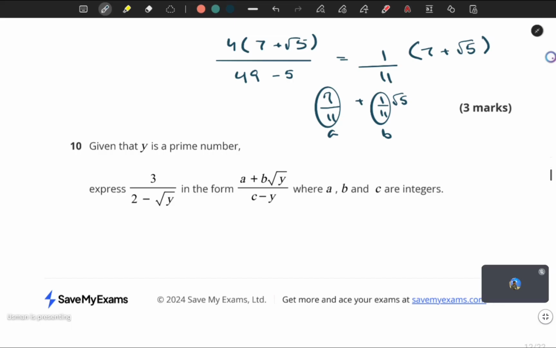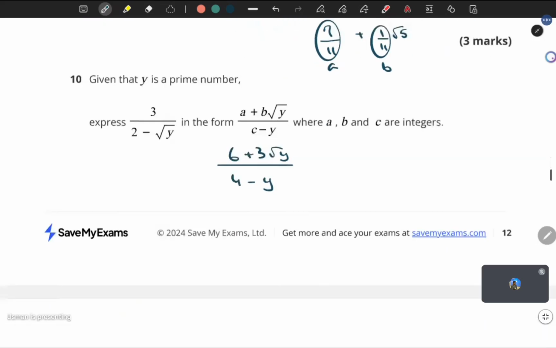I'm getting 6 root y divided by 4 minus y. Okay, so let's see what this is going to be. So this would become 4 minus y simply. And above we would get 3 times 2 plus root y. So this would become 6 and this would become 3 root y. Is this what you're getting? Yes. Good.